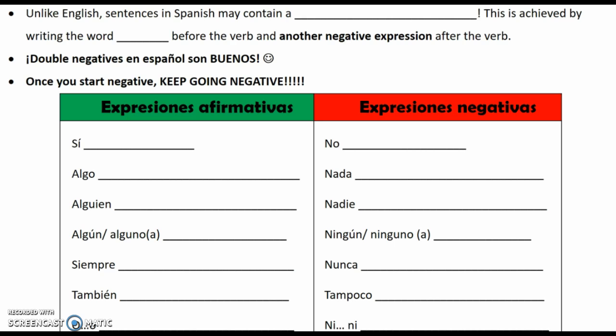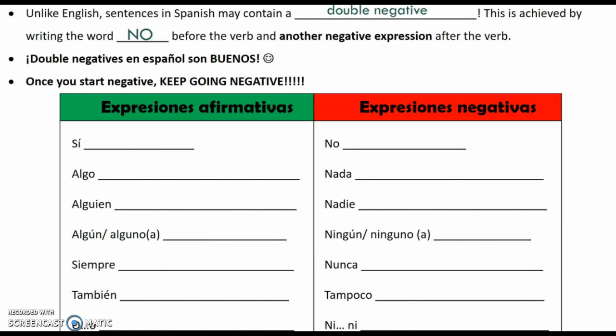En inglés no se permite usar un negativo doble, pero en español sí. Se forma con la palabra no antes del verbo y otra palabra negativa. Pueden ver esta lista de expresiones afirmativas y expresiones negativas. Algunas expresiones son familiares, por ejemplo, sí y no, nada, nunca, siempre, también.